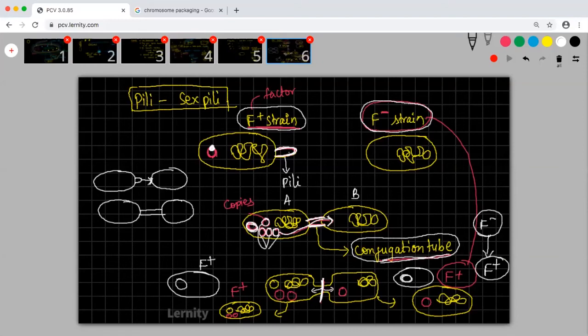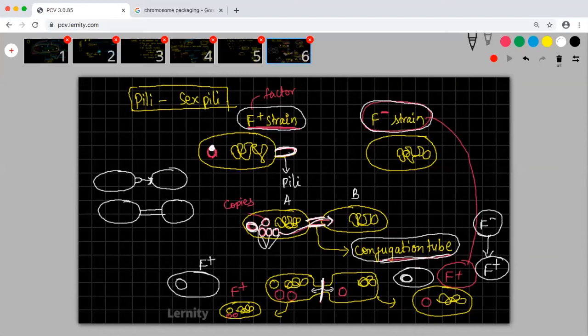This is not reproduction at all. Please understand that this is not reproduction. This is not like one bacteria giving birth to another bacteria. Both the bacteria were present already. But this factor was not there in one bacteria. One bacteria was having the factor. So it is only the transfer of the factor. We cannot call this reproduction at all.